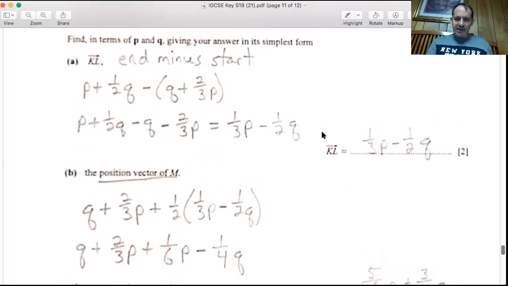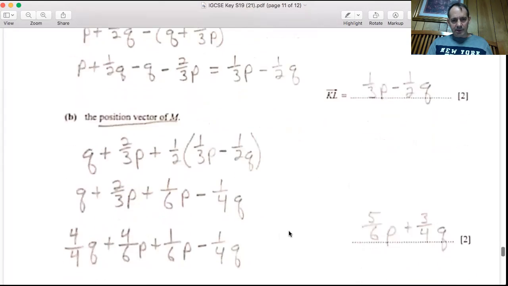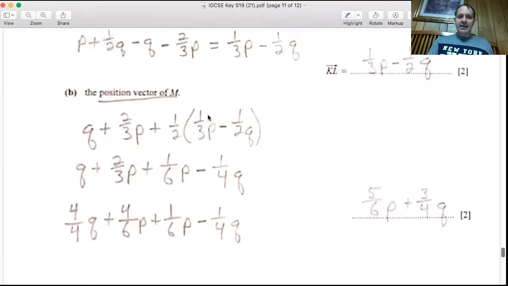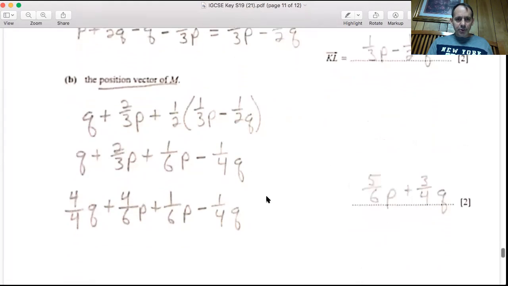Make sure your KL is correct because this is a linked problem. If your KL is wrong here, you're going to get this wrong down here. Now that you've got it set up, the Q plus 2/3 P plus half of your KL, it's now just algebra. Distribute your 1/2. So you get 1/6 P minus 1/4 Q.